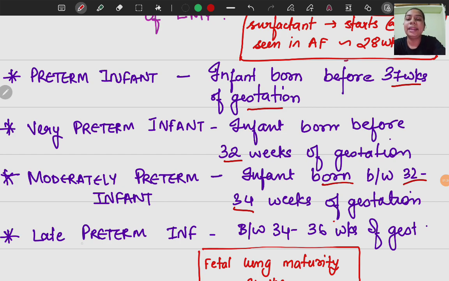Then again, late preterm infant. What is late preterm? The infant which is born between 34 to 36 weeks of gestation. Okay, so these are the terms you have to remember: preterm, very preterm, moderately preterm, and late preterm infant.